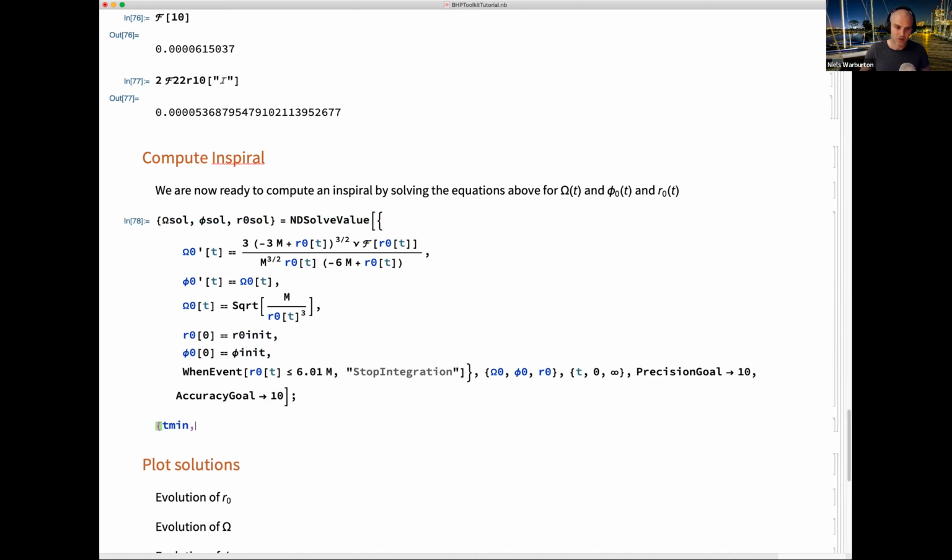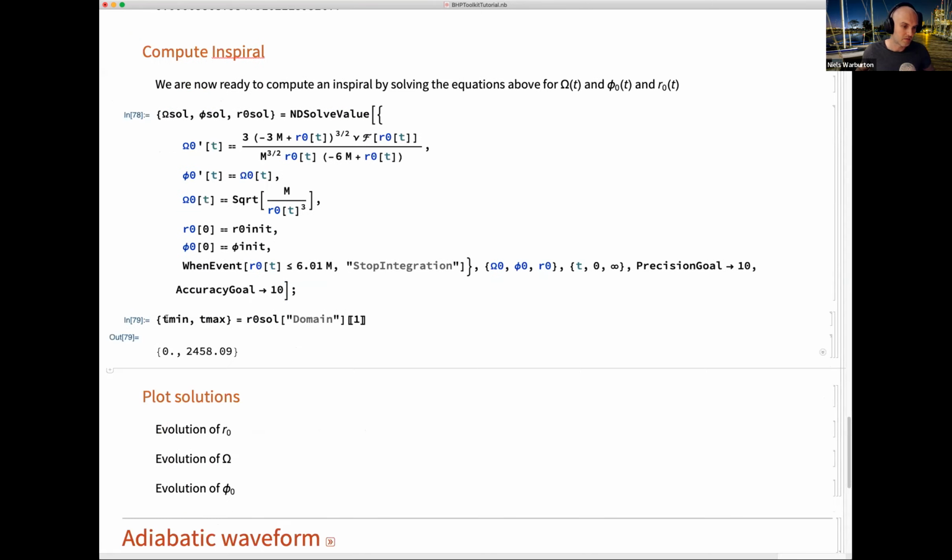It's going to be useful. So that's gone ahead and done that. To also get the initial time, which we set to be 0, but also the maximum time. So this calculation stopped when we got close to the ISCO, and so just so we know what time that is, so we can make our plots. Tmax is roughly 2,100 M.